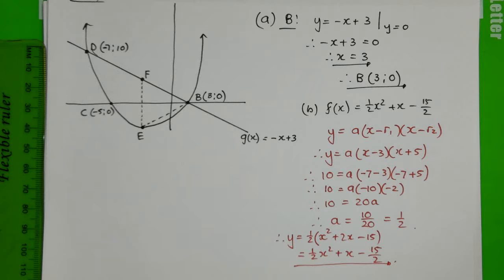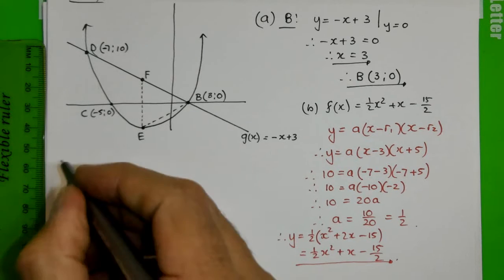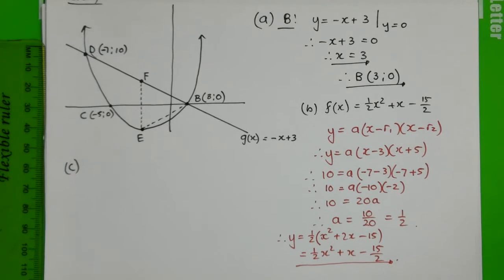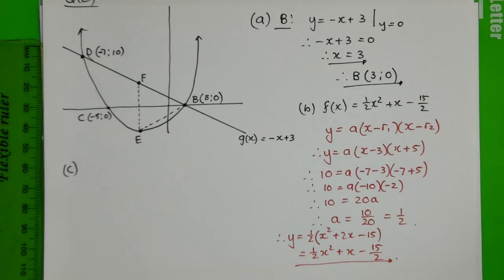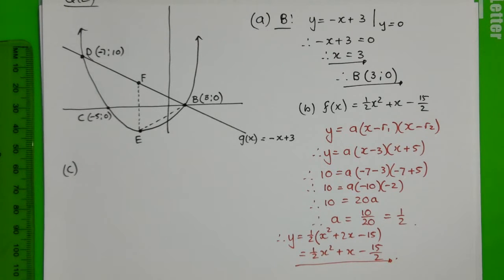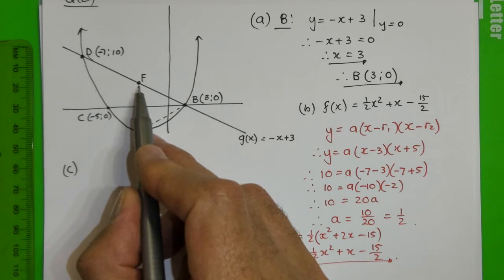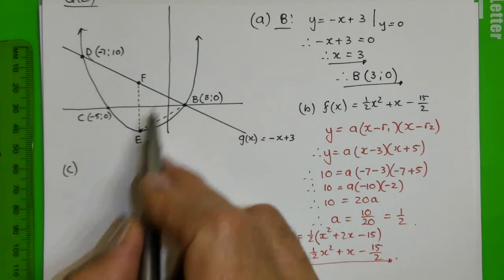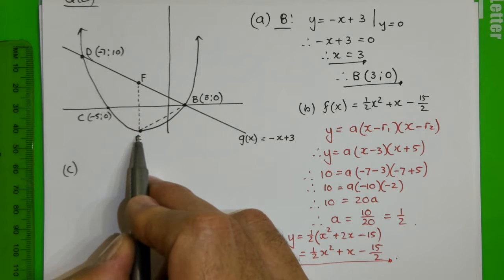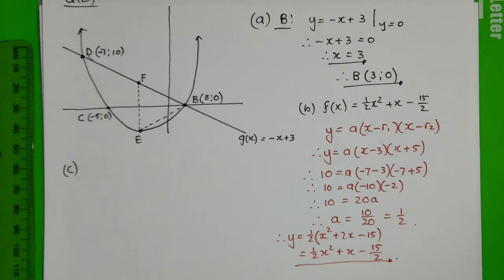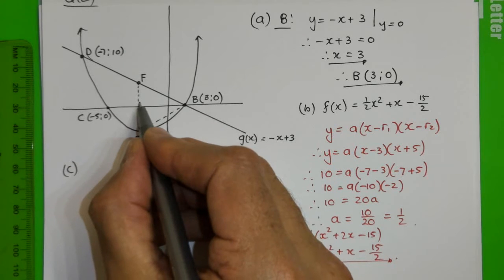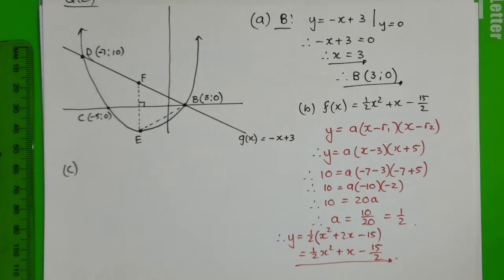Okay, we're still on question 2 of the prelim. We're now going to look at part C of that question, which is for 4 marks as well. So they say calculate the length of EF, if EF is the turning point of the parabola. Okay, now that's important information that they gave us. EF also is a vertical line.